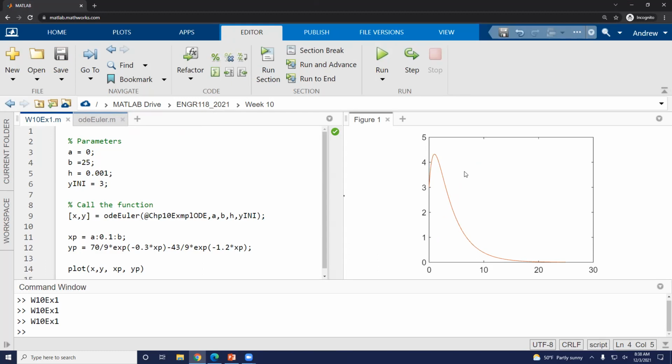The drawback about differential equations with MATLAB is that we now have a graph, but it doesn't give us the actual numerical solution. Okay. So again, we define our parameters, we call the function.